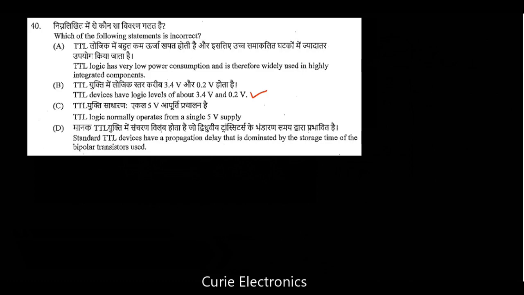TTL logic normally operates from a 5 volt supply. This is also a right statement. Option D. Standard TTL devices have a propagation delay that is dominated by the storage time of the bipolar transistor used. This is also a true statement. But option A is not the right statement. TTL logic has a very low power. See, very low power, this term is not correct. This is for the CMOS. TTL is low power, not very low power. So the right answer for this question is option A. That is the incorrect statement.